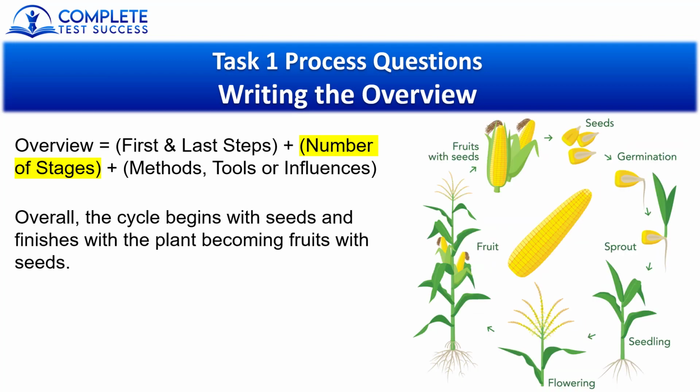In this other question, however, we will need to count how many stages there are first, and then we just write down that number in the same way. In total, there are 7 phases.